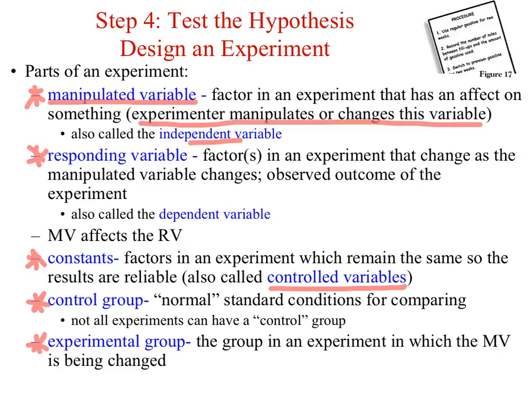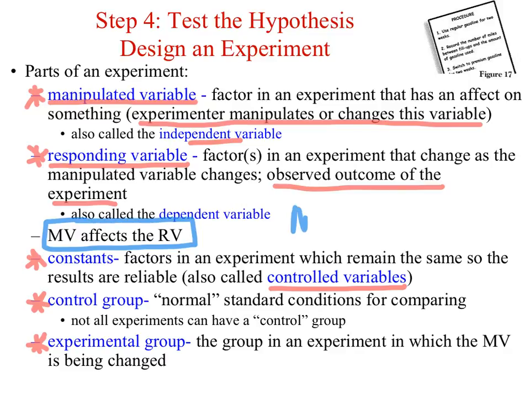The responding variable is the part of the experiment in which you are looking for the observed outcome on what happens. It's what you're measuring. And it's the part of the experiment that is changed because of the manipulated variable. Now here's how you can remember these. Always remember, the manipulated affects the responding. If you can remember this, you do MV, arrow, RV.